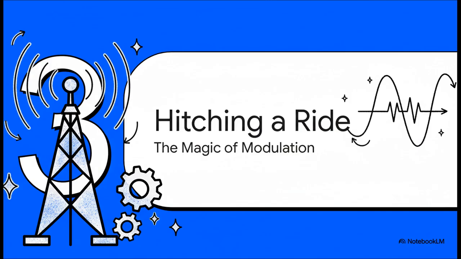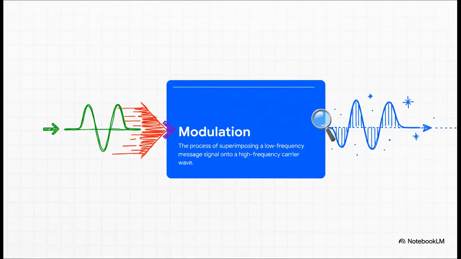And that solution is an absolutely brilliant process called modulation. Modulation is really the hero of our story. All it means is we take our important but slow, low-frequency message and we make it hitch a ride on a much higher frequency wave. We call that the carrier wave. Think of the carrier wave as a super-fast bullet train that's designed for long-distance travel. Our message is just the passenger.